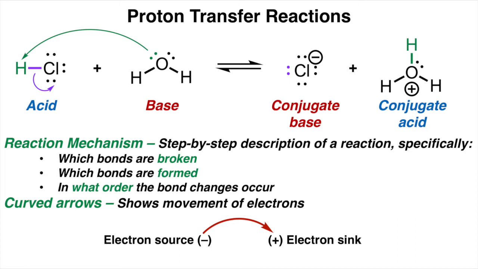What is occurring is called a reaction mechanism. It's a step-by-step description of a reaction to show which bonds are being broken, which bonds are being formed, and in what order the bond changes occur. To show the movement of electrons, we use curved arrows going from the electron source, often where a negative charge is, towards an electron sink, often where a positive charge is.